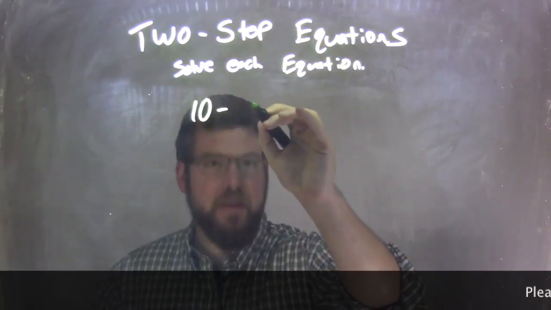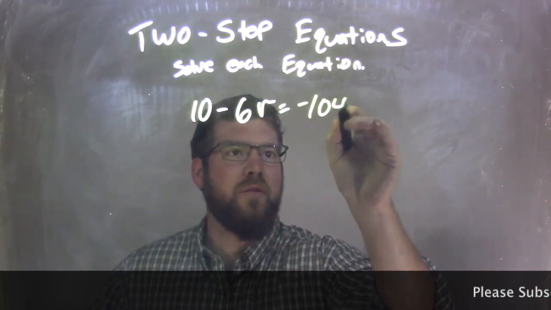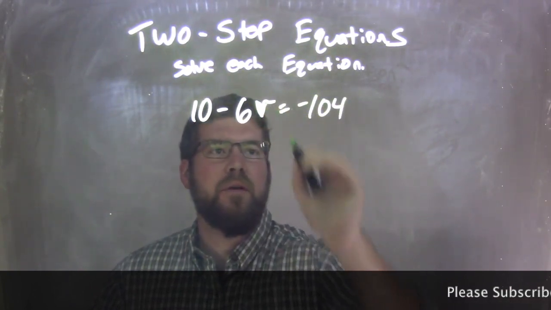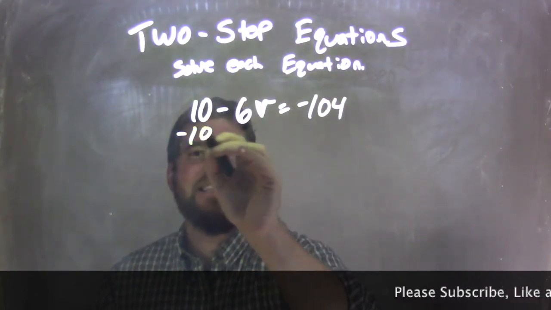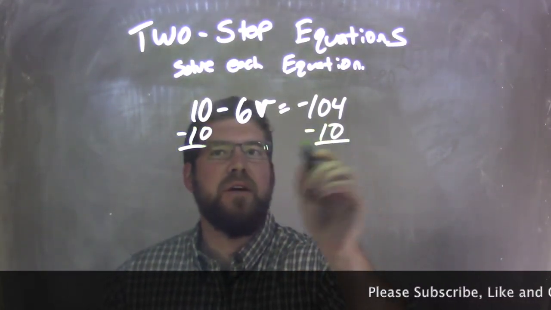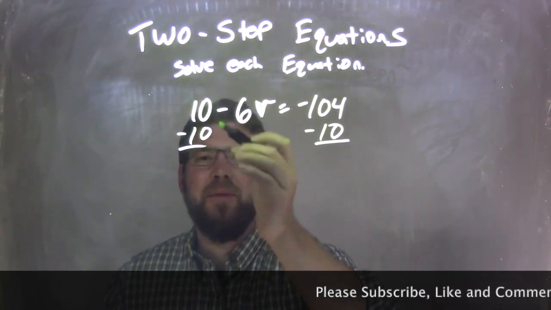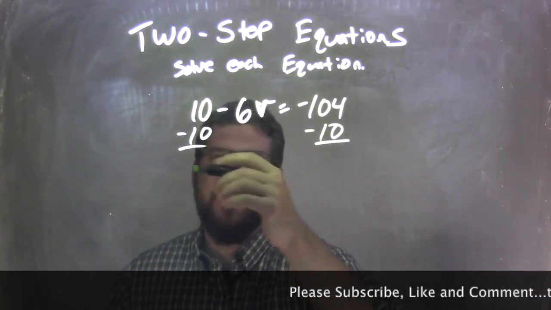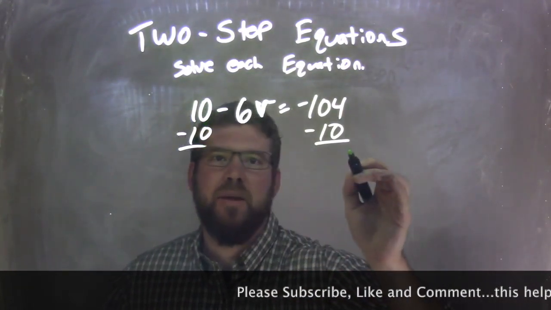10 minus 6v equals negative 104. Okay? My first step would be to subtract a 10 from both sides. There's a plus 10 there, right? I'm subtracting, I'm going to get rid of that 10. Be careful, a lot of people see that negative and think, oh, I need to add a 10. No, think about what can cancel this 10. That's subtracting a 10 from both sides.